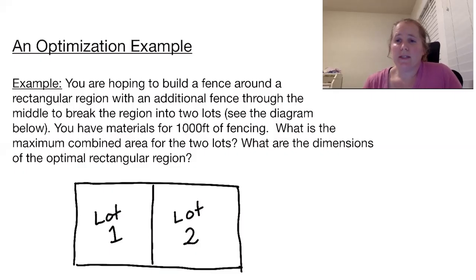Welcome to an optimization example. In this example, you are hoping to build a fence around a rectangular region with an additional fence through the middle to break the region into two lots. I have this drawn below.